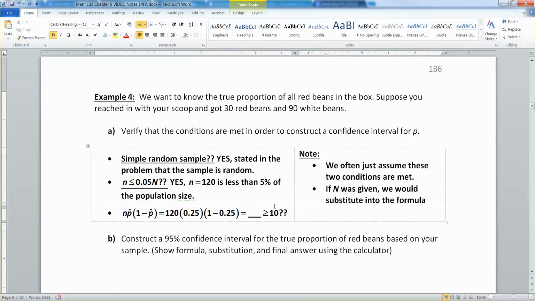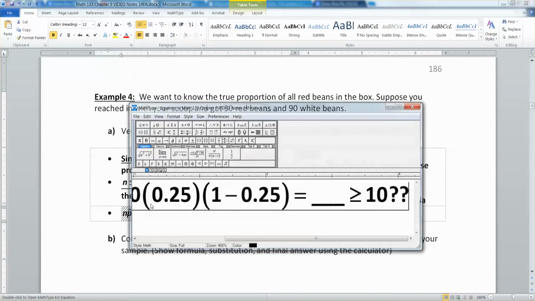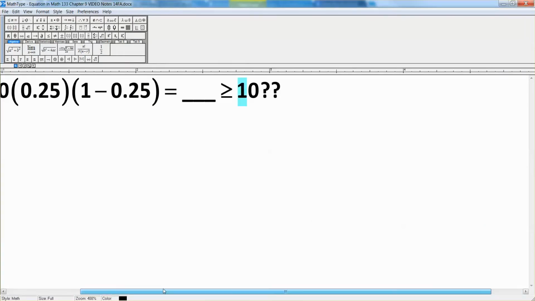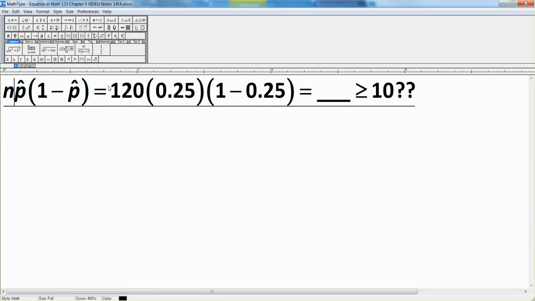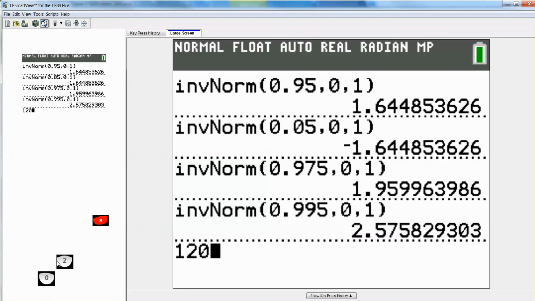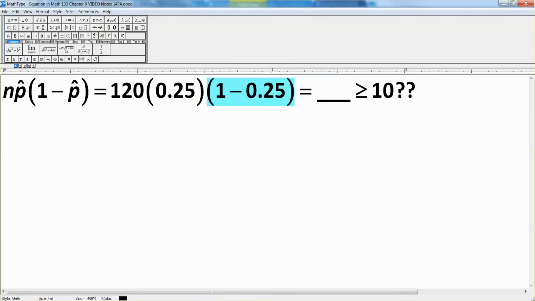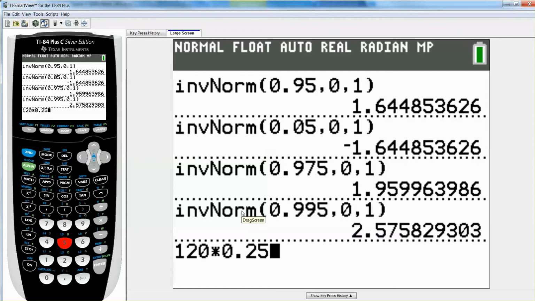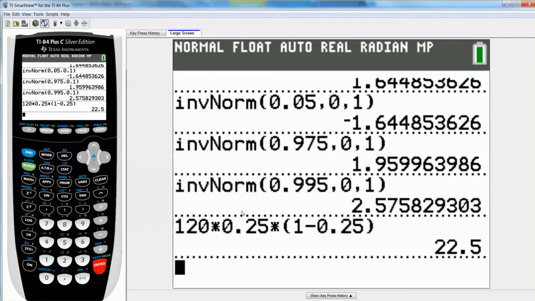All right, now the other condition we need is that little n times little p times 1 minus p is greater than or equal to 10 in order to ensure normality. So little n was 120, p hat, excuse me, was 0.25. 1 minus p hat is 1 minus 0.25. So I need to know those numbers. 120 times 0.25 times 1 minus 0.25. I don't really need the times symbols in there, but that's okay. And I get 22.5. Well, 22.5 is definitely bigger than 10.